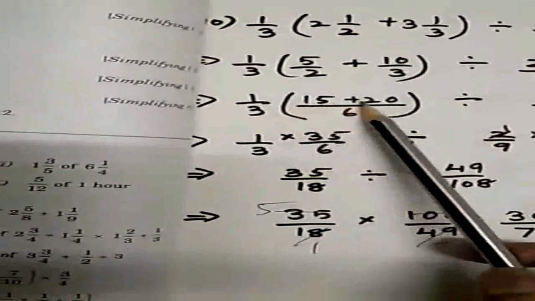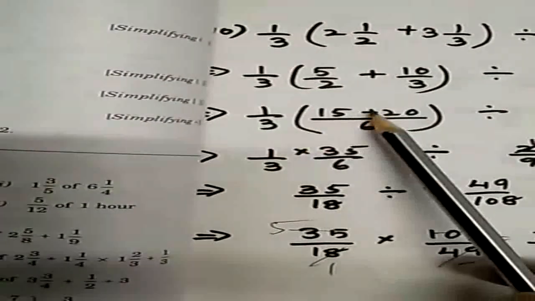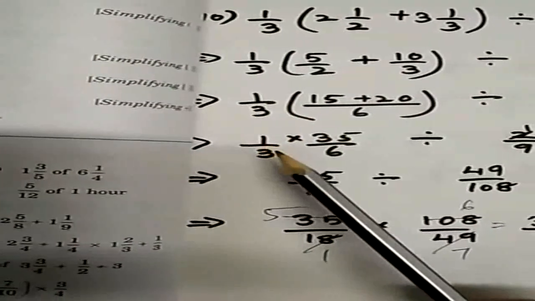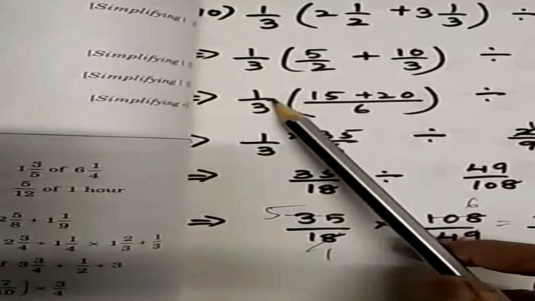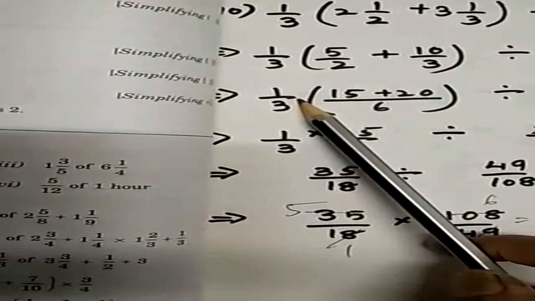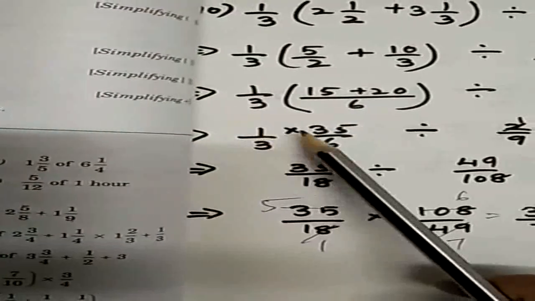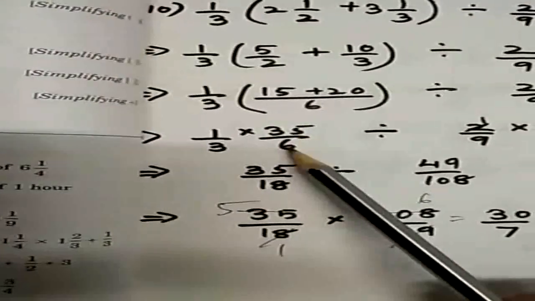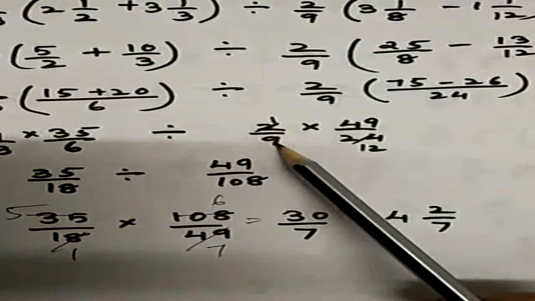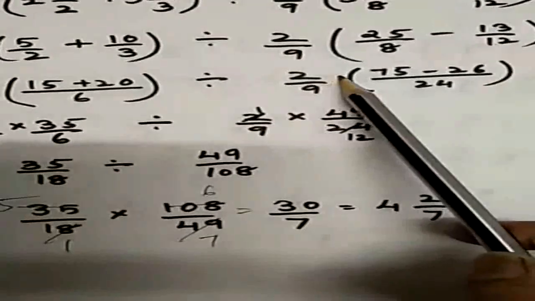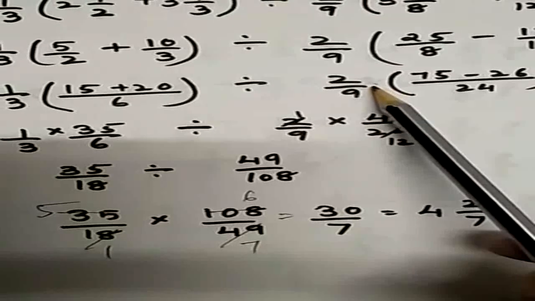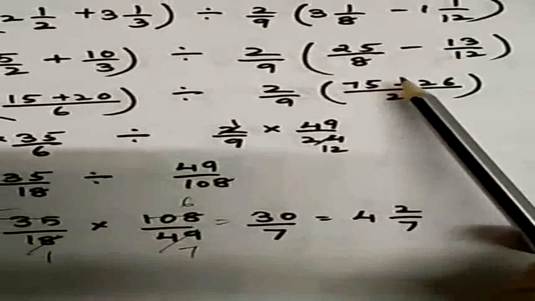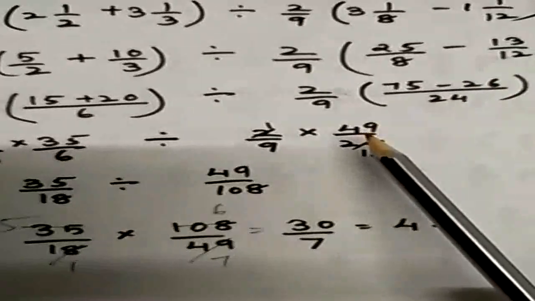Now next you will write the answer. When you write the answer, the bracket gets removed. 1 by 3 into the bracket. See, when there is no sign, you think of it as multiplication. 1 by 3 into 15 plus 20 is 35 by 6, divided by 2 by 9 into, when there is no sign before the bracket, you think of it as multiplication, 75 minus 26 is 49 by 24.